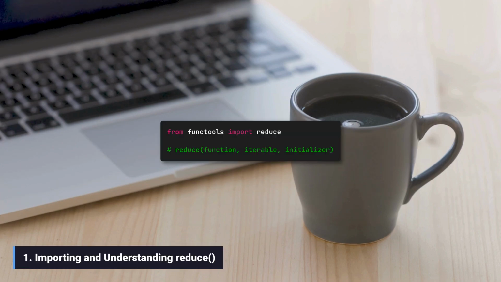1. Importing and understanding reduce. First, we must import reduce from the functools module. Reduce takes a function which must accept two arguments, an iterable, and an optional initializer. It takes the first two items of the iterable and applies the function, then takes the result and the next item, and so on, until only one value remains.